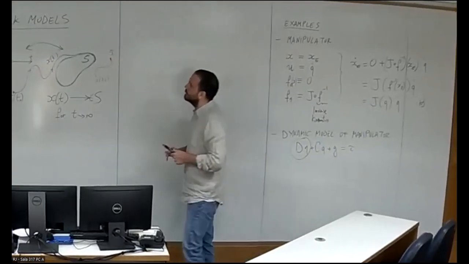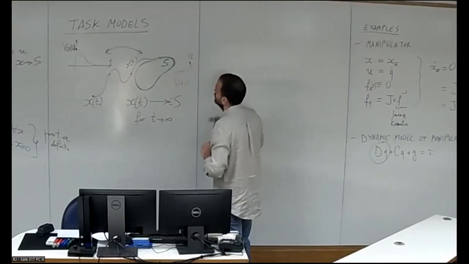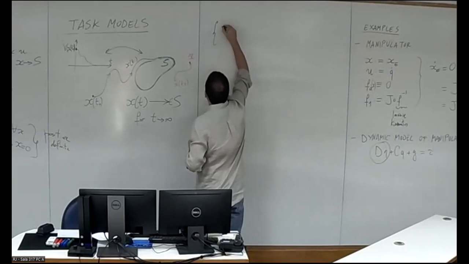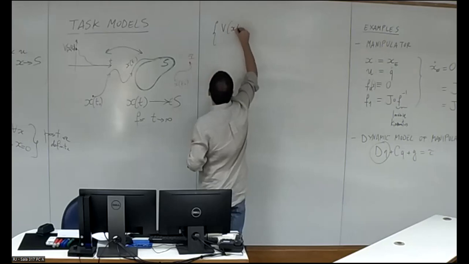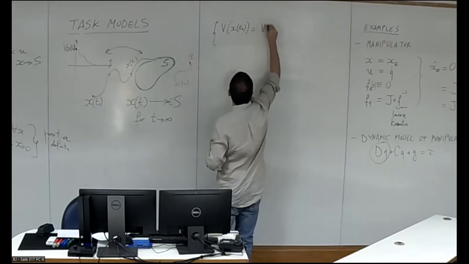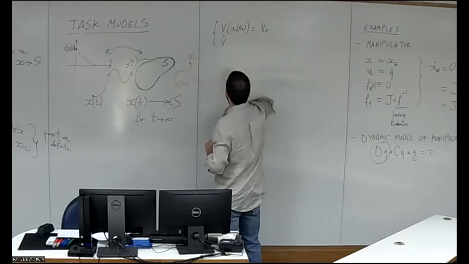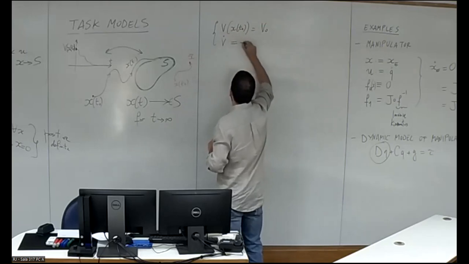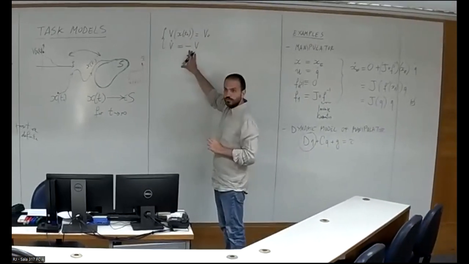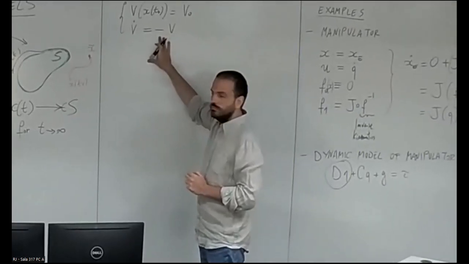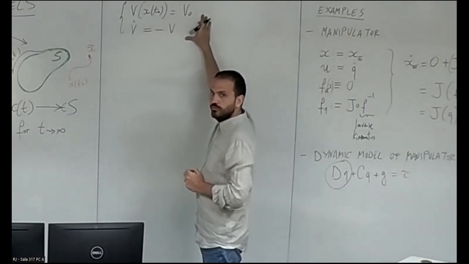So here is an idea. What if we say, okay, V starts at some point V0, and then V dot is equal to minus V. This is a first order scalar differential equation with the initial condition. Do you know the solution for this?